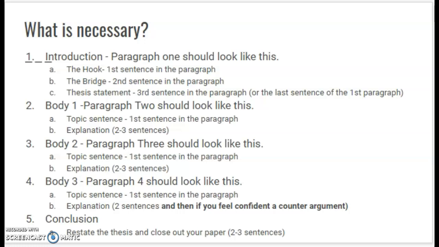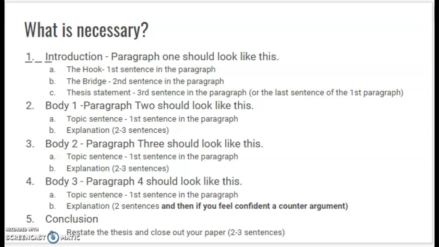What is necessary to have in a persuasive paper? Well, there's several things. One, your introduction, which is your first paragraph. It must include a hook, a bridge, and a thesis. The hook is the first sentence, the bridge is the second, or at least somewhere in the middle, and the thesis is the third or the last sentence of the first paragraph.